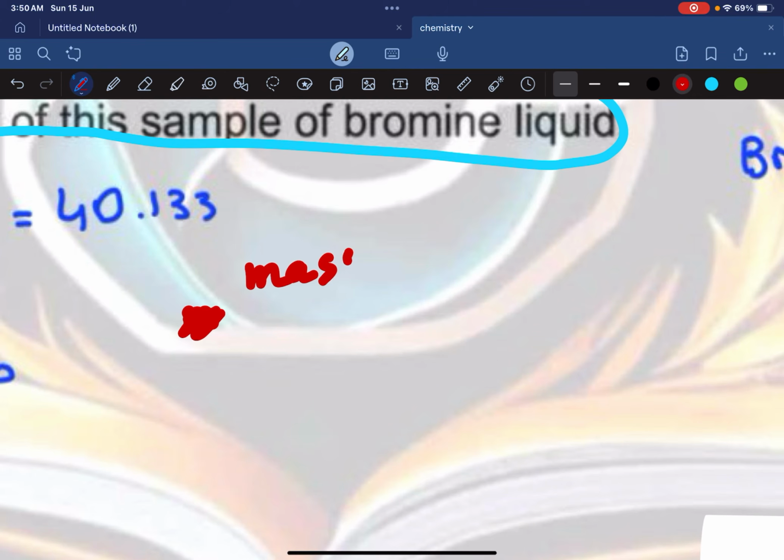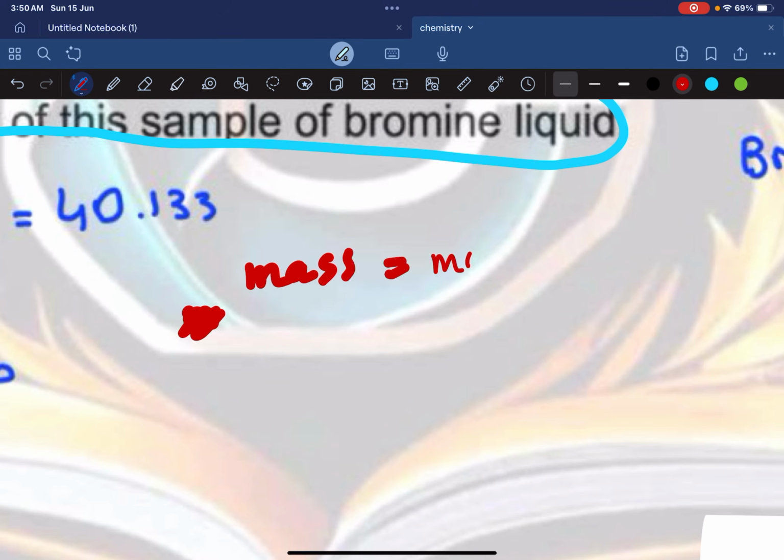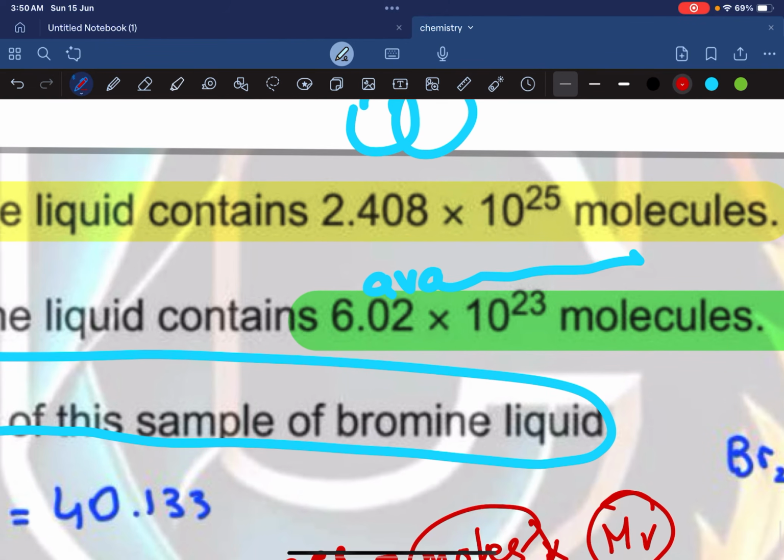Mass equals your moles times your MR. But you don't have your moles. You have your MR, but you don't have your moles. MR for bromine liquid: since it's liquid, it's a molecule. So what's going to be the MR of one bromine?